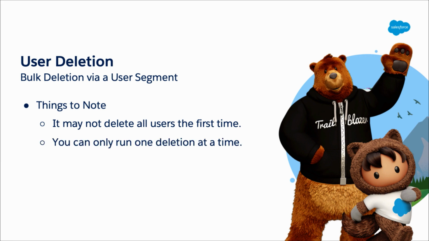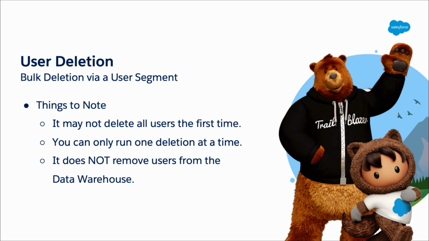Secondly, you can only run one segment deletion at a time. If a segment deletion is running and you try to delete a second segment, you won't be able to, as the Delete All Users in a Segment button is not clickable. Finally, if you have the Interaction Studio data warehouse, the users are not deleted from there. The bulk user deletion using segments only deletes users from the Interaction Studio application.